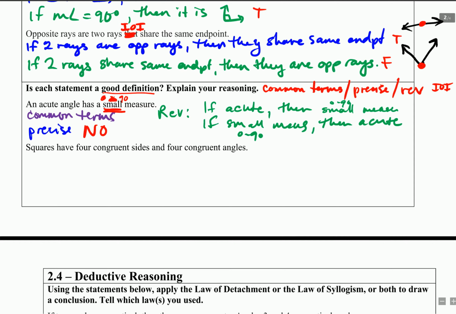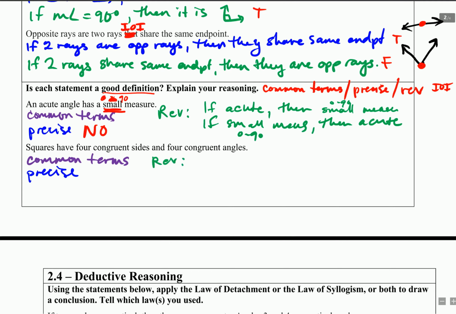All right, let's try the last problem here and be done with this. Squares have 4 congruent sides and 4 congruent angles. Common terms? I know that y'all might want to argue with me that congruent is not a common term that everyone uses, but you are in geometry. Congruent is possibly the most common term you are going to use. So we are going to call that common terms. Is it precise? Most definitely. Square is a very precise type of figure. 4 congruent sides, 4 congruent angles, good precision there.